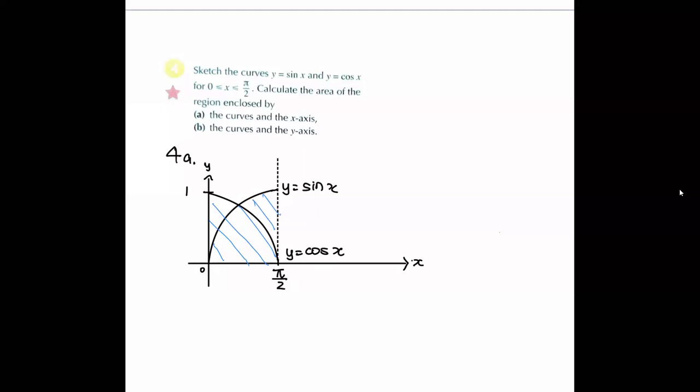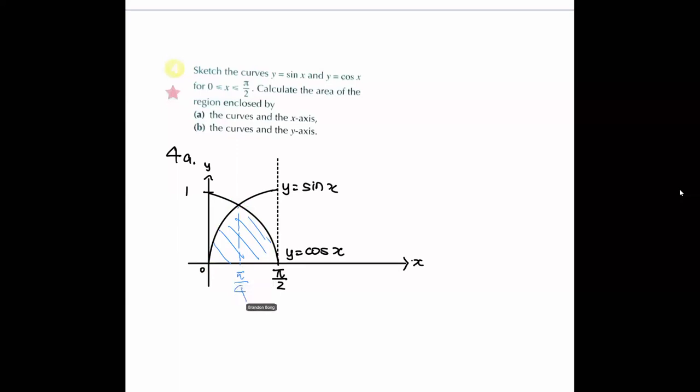Okay, that's not what they meant. They mean here. So it's a region that is bounded by the sine x, the cosine x, and the x-axis, right? This one, and this one. Okay. So that's for part A. So I think maybe you can label them.